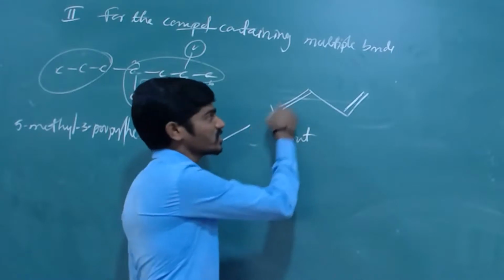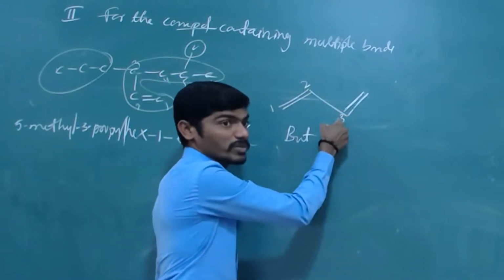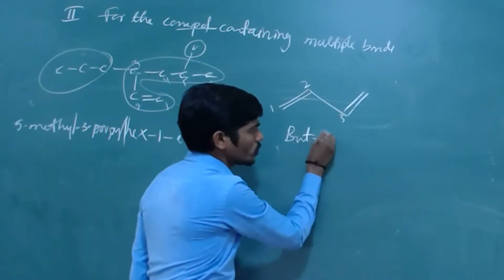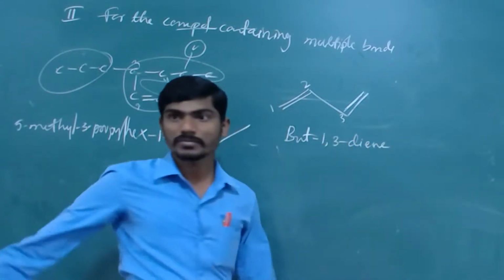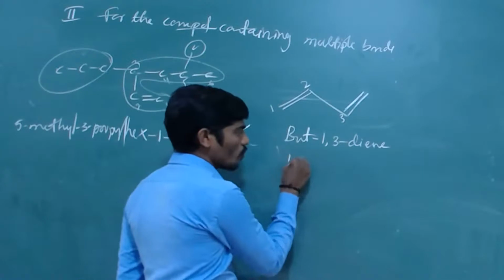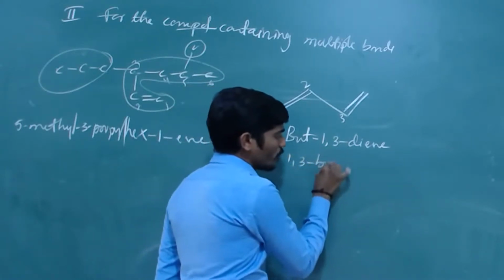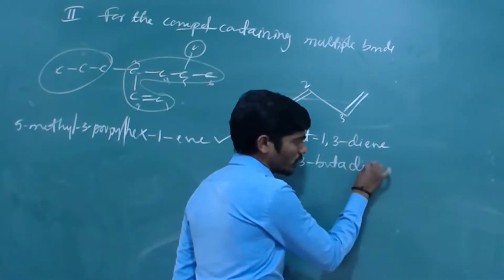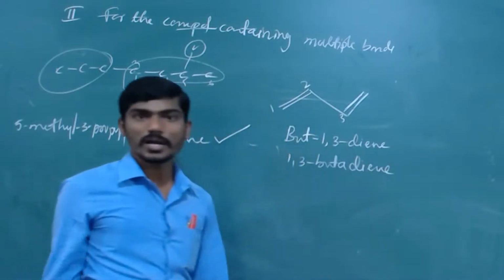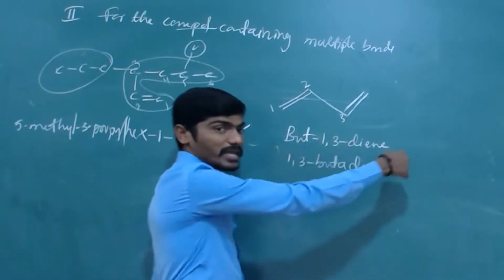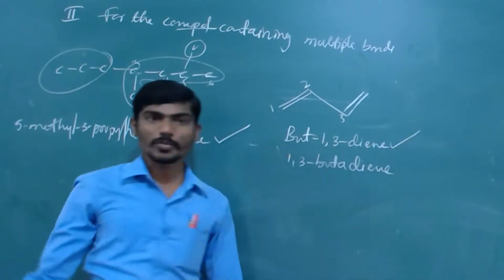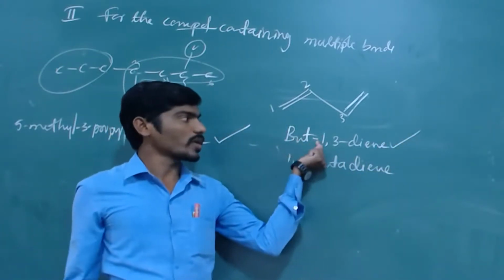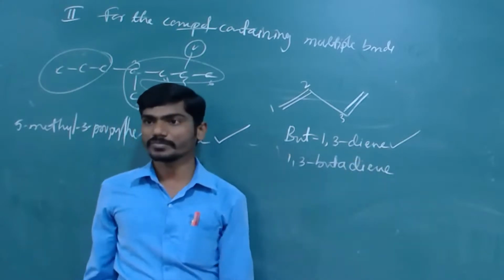The second one starts at 3. So it is 1, 3 di. Or simply we can write butadiene, or butadiene 1, 3. But the best way is this. This is the correct IUPAC name: buta-1,3-diene.